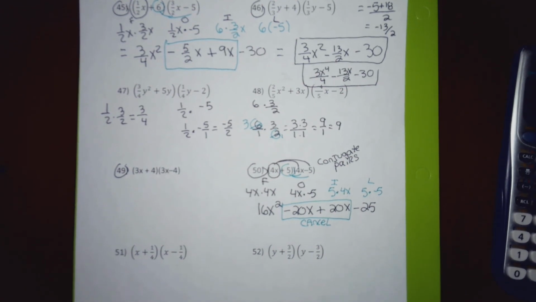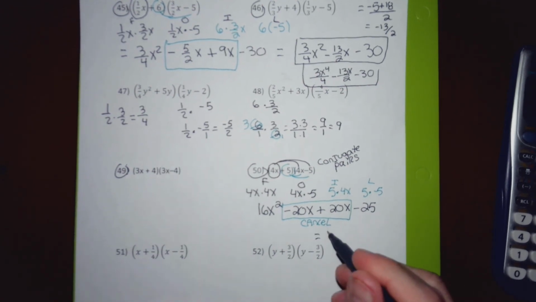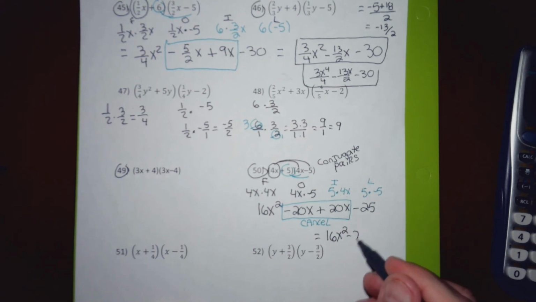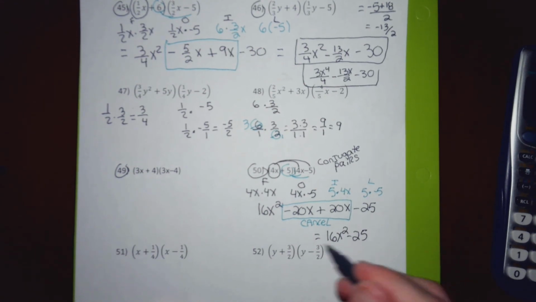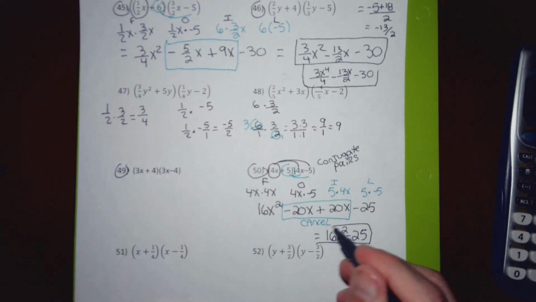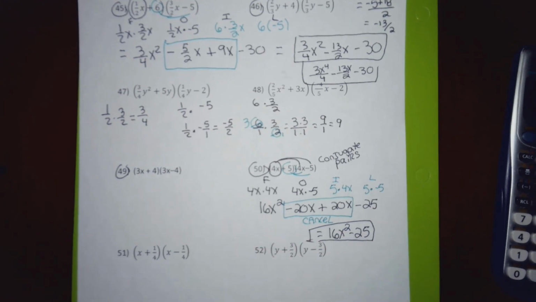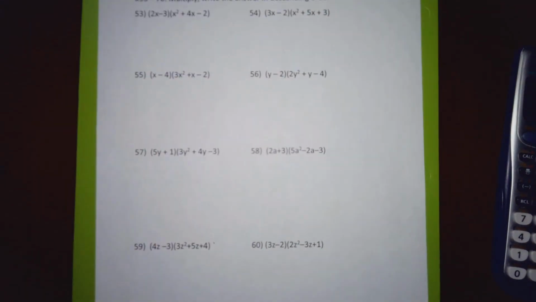My answer to problem 50 is just going to have the firsts of 16x squared and the lasts of minus 25. And your answer for 49 should be similar. And we're going to maybe pause the video because I'm at 31 minutes. You could do 49. You don't really need to do 51 right now. I'm going to pause the video and we'll start a part 2. There's probably going to be a part 3 to this section.